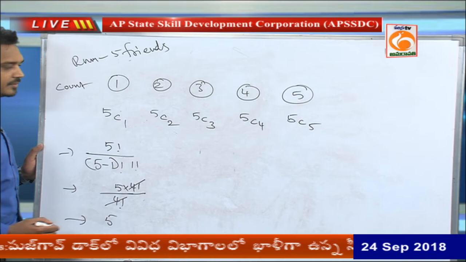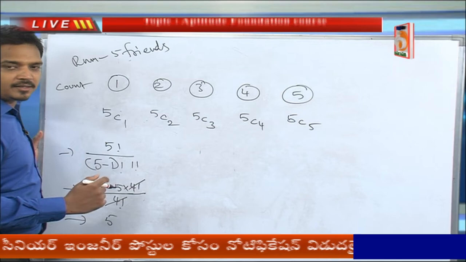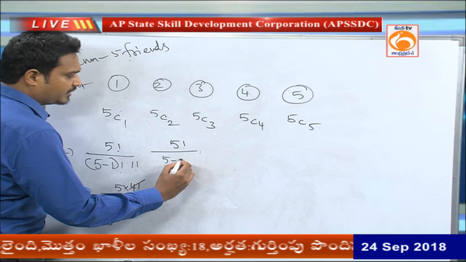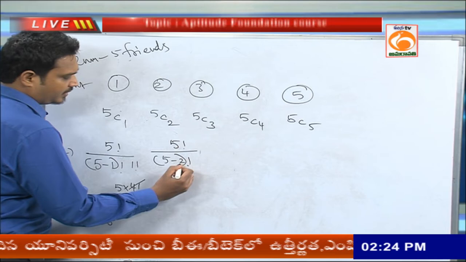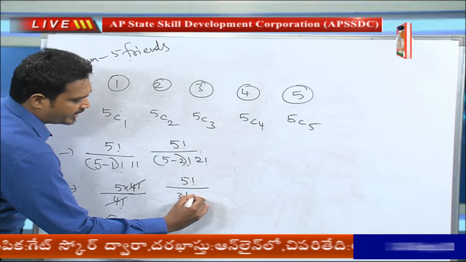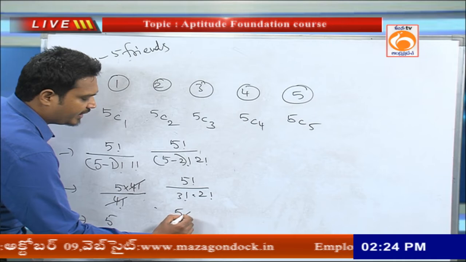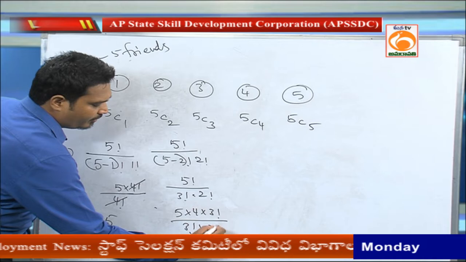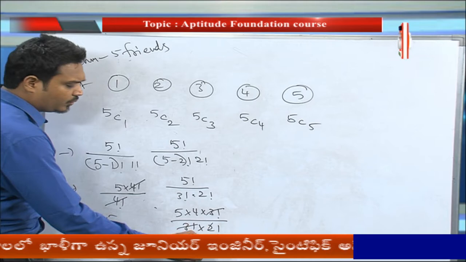Now he can invite in 5C2 ways, which is 5 factorial by (5 minus 2) factorial into 2 factorial, which means 5 factorial by 3 factorial into 2 factorial. 5 factorial is 5 into 4 into 3 factorial. The 3 factorials get cancelled, and 2 factorial is 2, so 2 ones are 2 and 5 twos are 10.